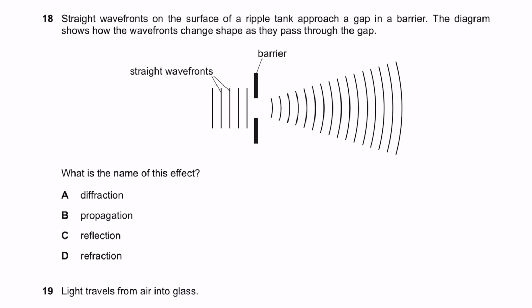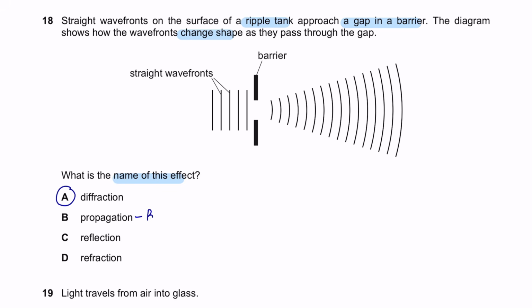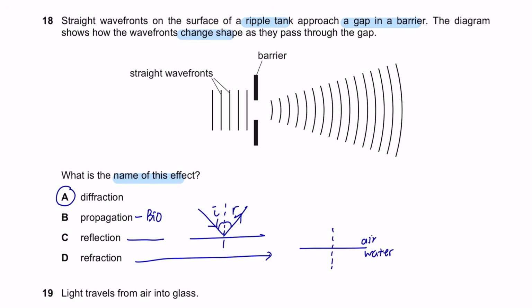Question 18. Straight wave fronts on the surface of a ripple tank approach a gap in a barrier. The diagram shows how the wave fronts change shape as they pass through the gap. What is the name of this effect? This is diffraction. Propagation is something that you learn in bio, not related to physics. Reflection is when it hits a surface and the angle of reflection is equal to the angle of incidence. And refraction is when the ray of light moves from one medium to another medium.